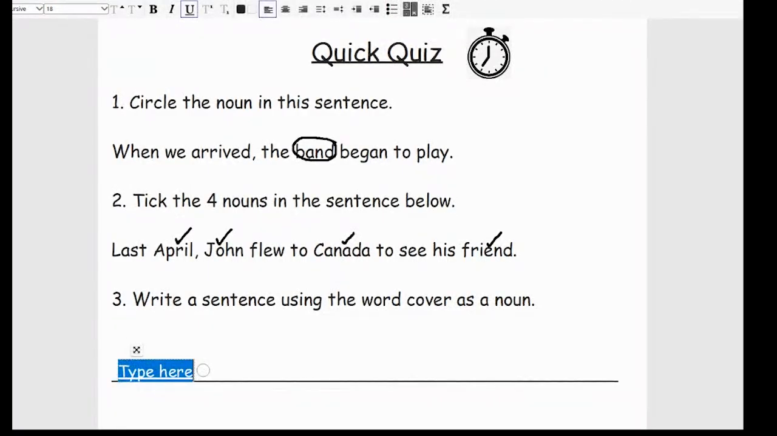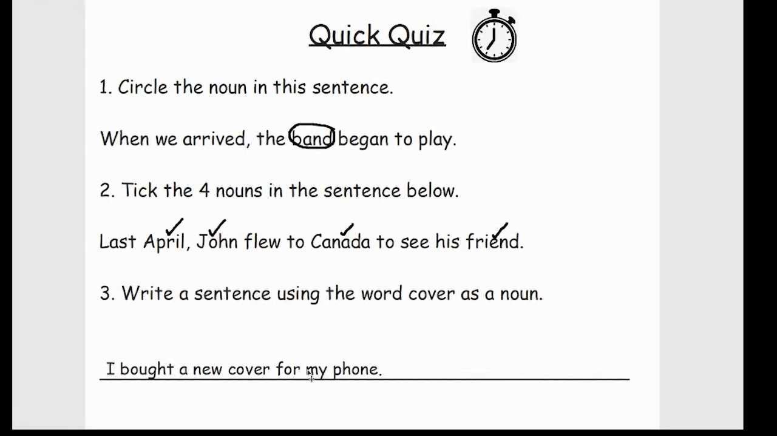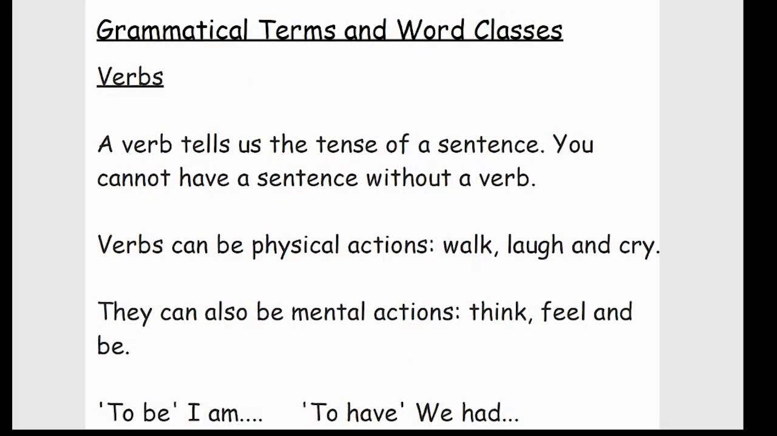And write a sentence using the word cover as a noun. So I don't want to use cover as a verb, I want to use it as a noun. So I might say, I bought a new cover for my phone. And when it comes to the grammar test, you need to make sure that you are punctuating your sentence correctly with a capital letter and appropriate punctuation at the end.